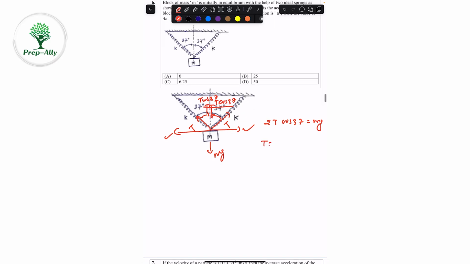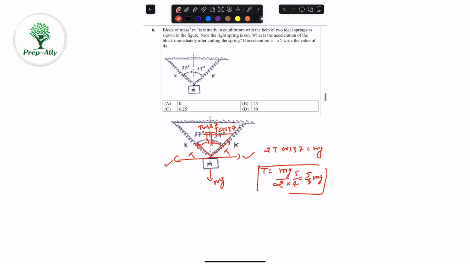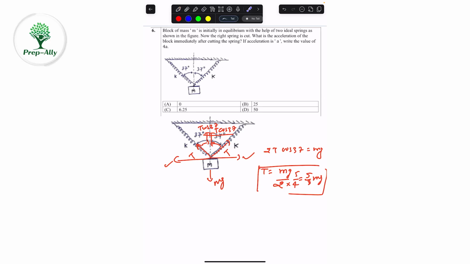From here T will come out to be mg by 2 into cos 37, which is 4 by 5. So 4 will come here, so we got 5 by 8 mg. That is the tension in one spring. Now it is saying, what is the acceleration of the block immediately after cutting the spring? Right spring is cut. If the spring is cut, how much force is reduced? Initially the net force is 0. Now T force is reduced. So acceleration will be due to that T force only.